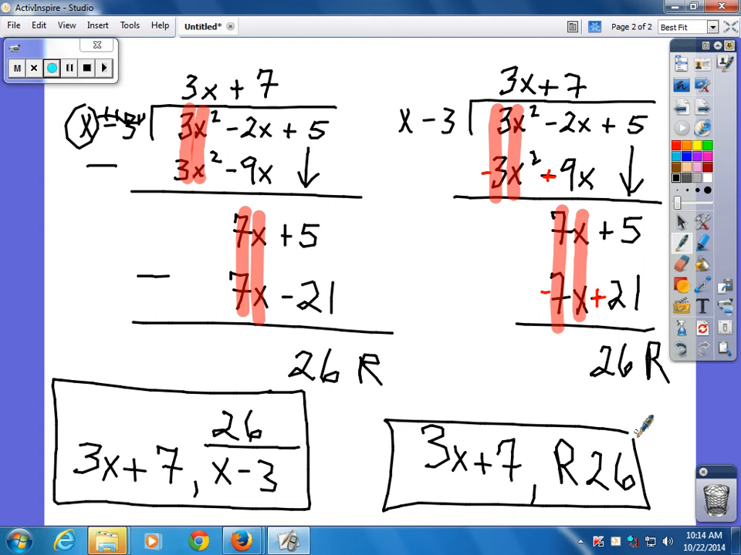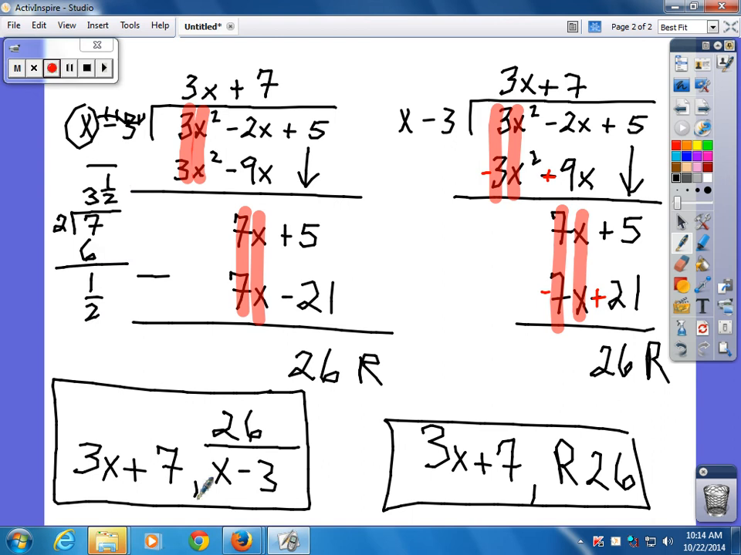They just have different ways of writing. In one box, two answers: 3x plus 7, comma, 26 over x minus 3, so two separate answers? No, it's not two separate answers. This is one answer right here. Like 2 will go into 7 3 times, 3 times 2 is 6, remainder 1, so 3 and 1/2. That's what you got right here.